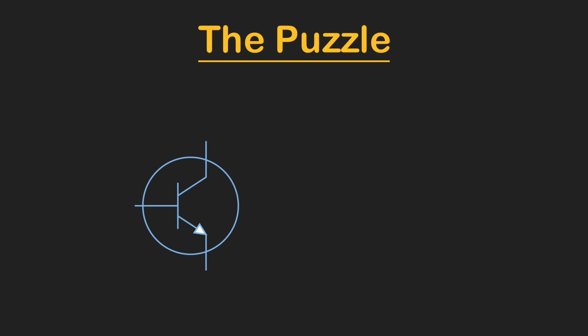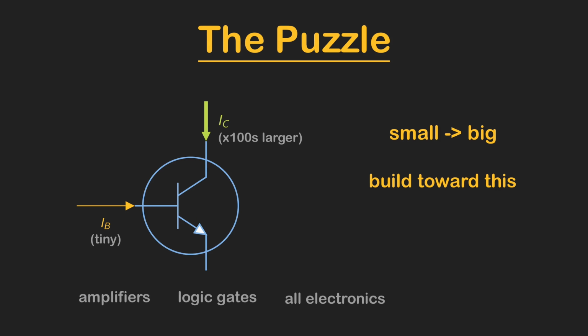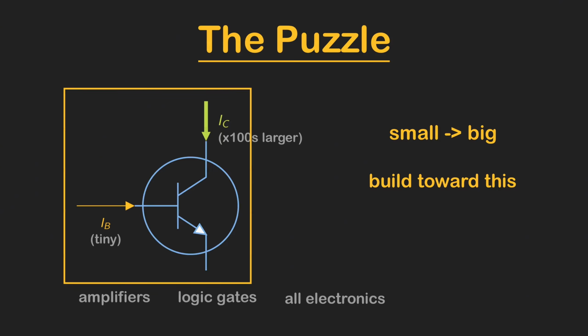Let us begin with the one puzzle that this entire topic is built around. A tiny current at the base somehow controls a current that is hundreds of times larger at the collector. Small current commanding big current. That single idea is what a transistor really is, and it is the reason amplifiers, logic gates, and almost all modern electronics exist. So everything I am about to explain is building toward making that one sentence feel completely obvious. Keep that puzzle in mind because we are going to solve it piece by piece.